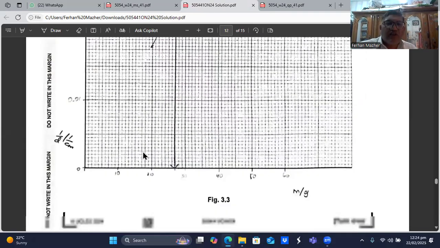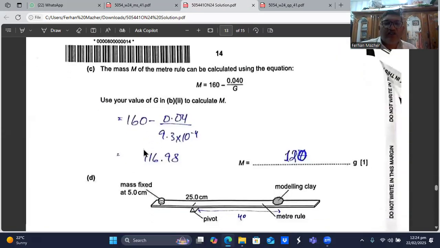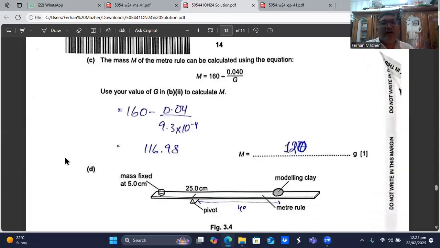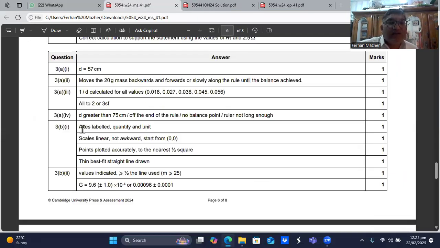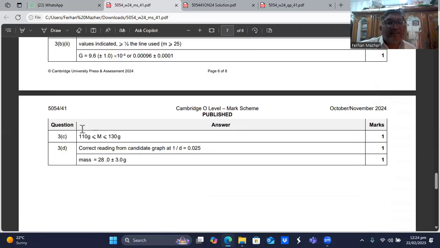So here we go. We have 160 minus 0.04, divided by 9.3 x 10 to the power minus 4. When we enter these values in our calculator, the reading is 116.98. When you round it off to two significant figures, it is 120 gram.